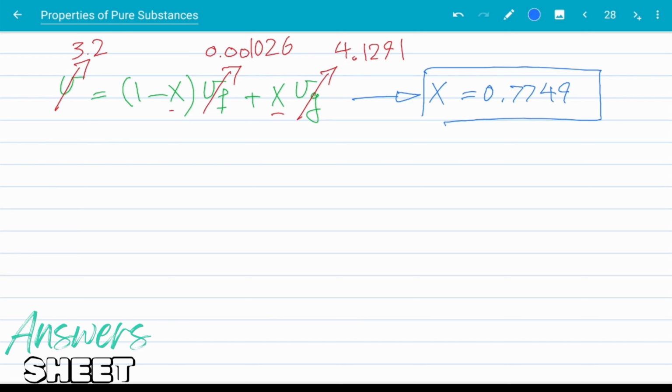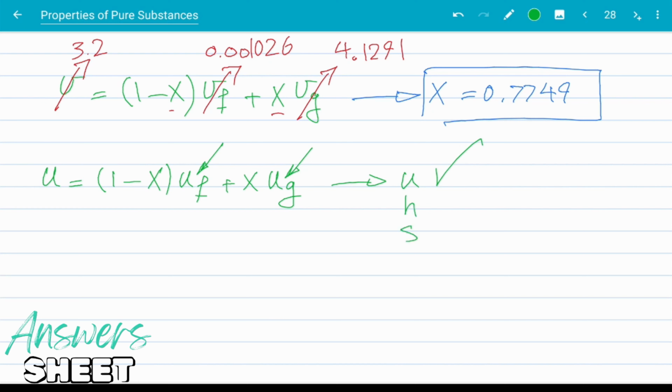Now, if we want to find any other property, let's say internal energy, all we need to do is say the internal energy of the mixture is (1 minus x), which we already know, times U of F, plus x times U of G. Plug in U of F from the table and U of G from the table, and we can find U. We can find H, we can find S, we can find all the other properties.